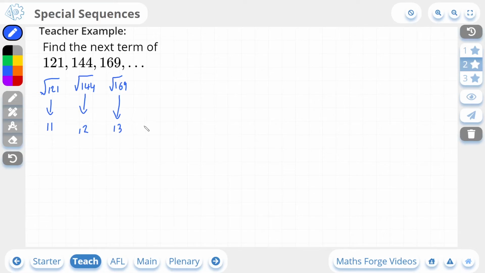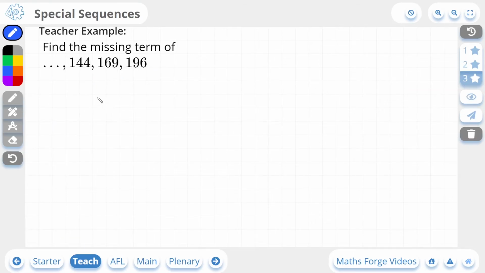To get the next term in this sequence, I'm going to take 14, the number that comes after 13, and square it. This now gives us 196, which is what I think the next term in this sequence is. And if we check our answer, there it is. Now we'll do a 3-star example.